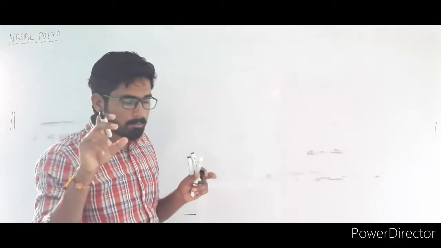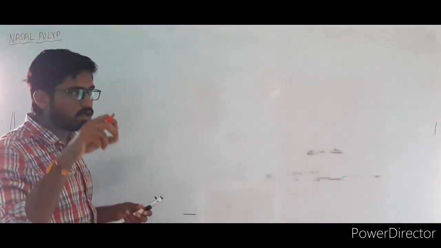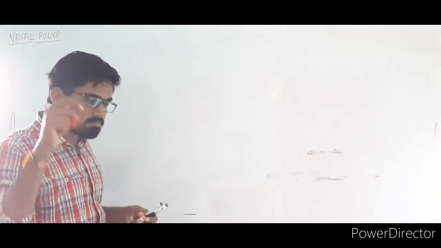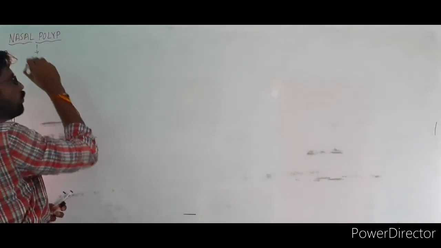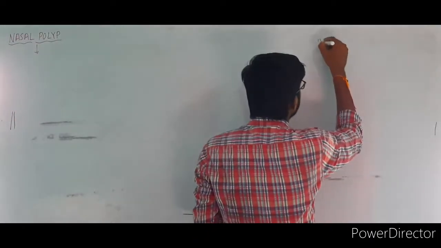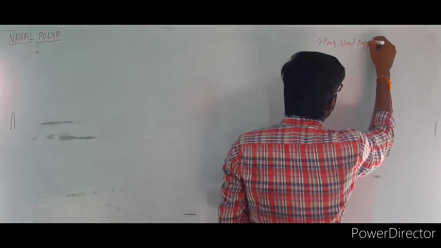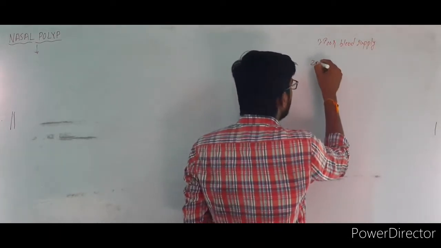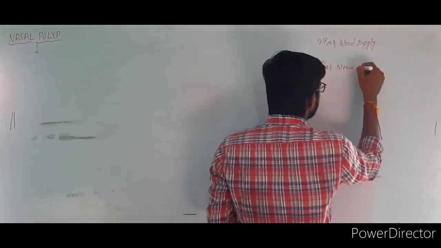Before talking about the Bernoulli Theorem, I would like to mention two things. Whenever you think about a polyp, the moment you think about a polyp, two things must come to your mind. What are they? The first thing is that it has poor blood supply, and the second thing is poor nerve supply.